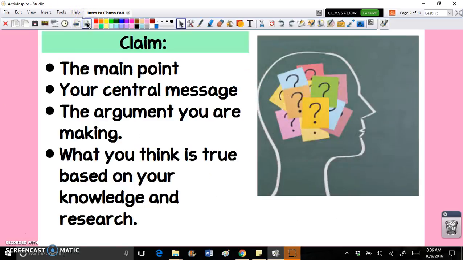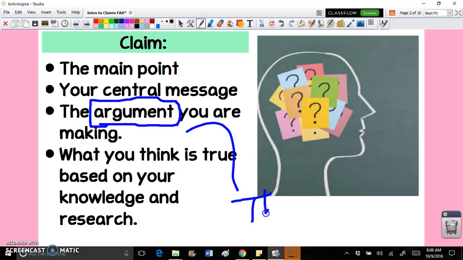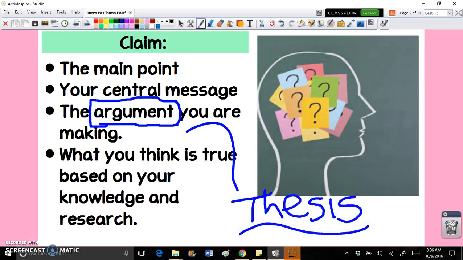Alright, so a claim, as we know, is the main point that you're trying to make. It's your central message, or in other words, the easiest way to think about it is the argument that you're making. So when we're writing an essay, our thesis statement is really our claim. It's what you think is true based on all of your knowledge and your research, everything that you've read, taking that all together, synthesizing it, and coming up with an argument about, and since this is ELA, it's about the text usually that we're reading.